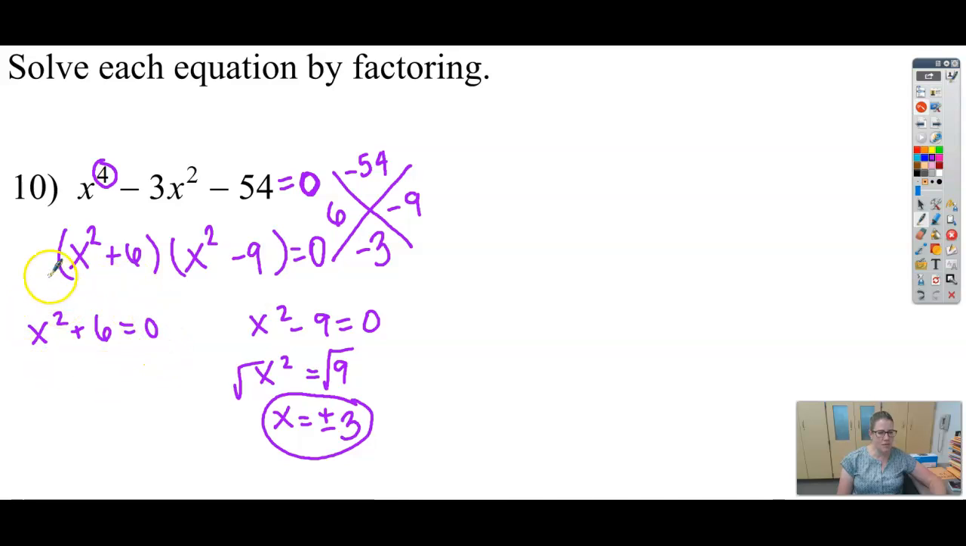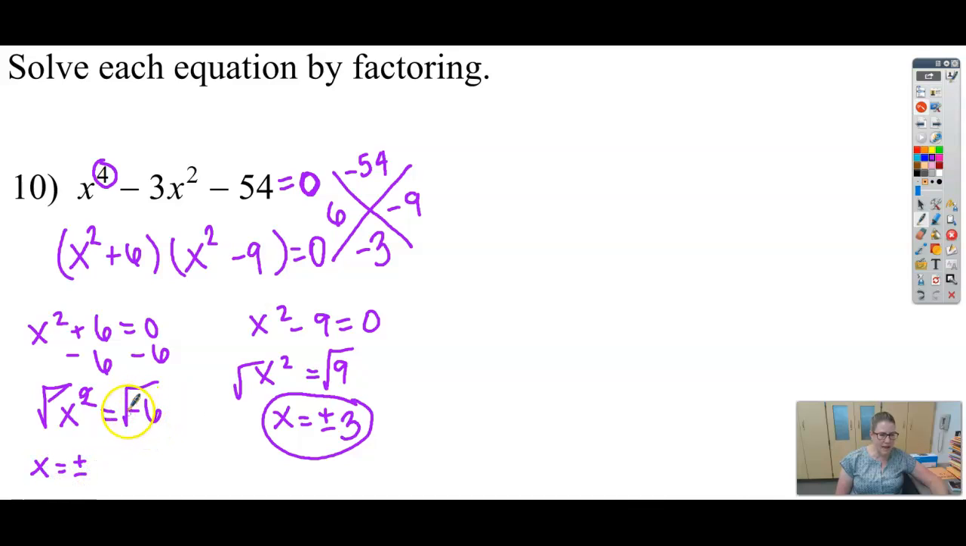Now we're going to look at this one and solve it. Remember, anytime you take the square root of a squared variable, you always get the positive or negative of your solution, because squaring negative 3 would make it a positive 9 as well. So now let's solve this one by subtracting 6 from both sides. So I've got x squared equals negative 6. I need to undo the square by taking the square root. So x equals plus or minus.